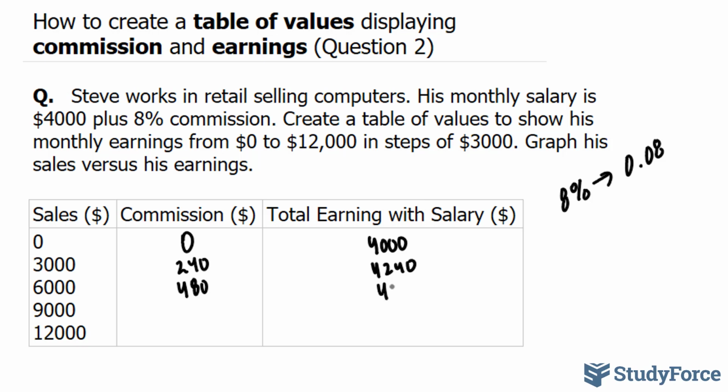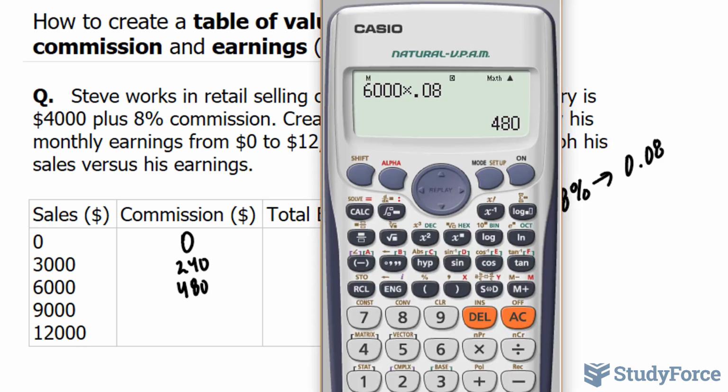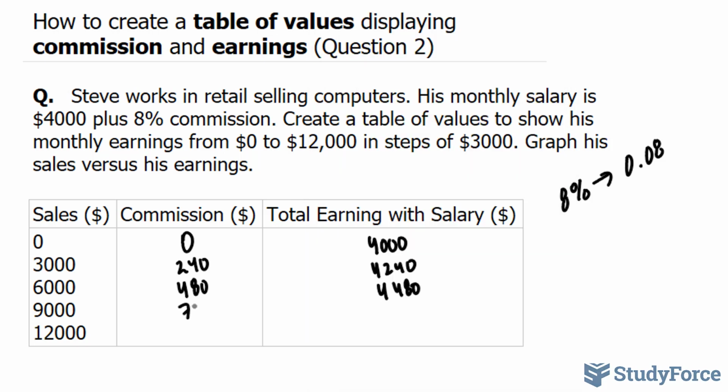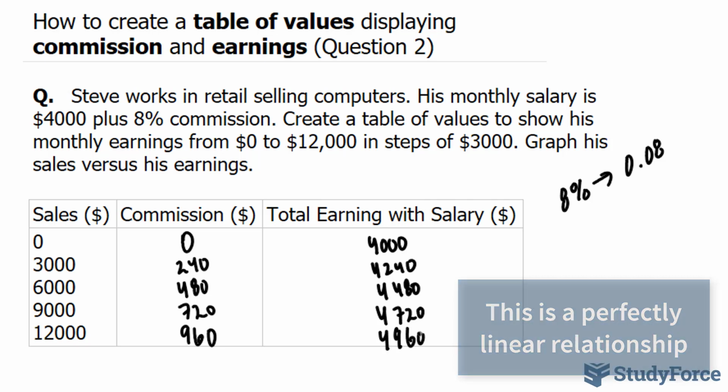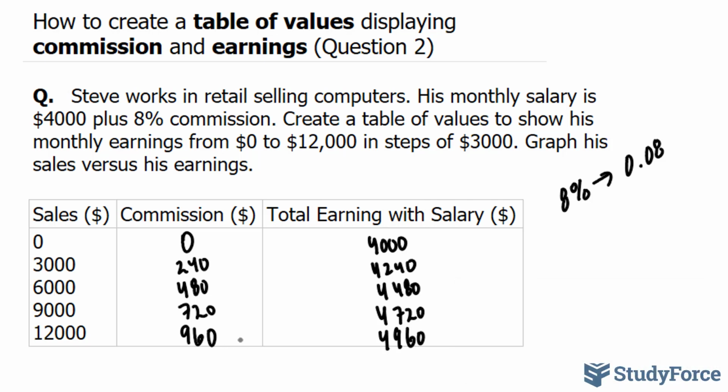And this gives us 4,480. At 9,000, and I'm starting to see a pattern here, we have 720, which is another 240 added, and we end up with 4,720. Lastly, when $12,000 worth of merchandise is sold, we add another 240 to this, and this leads us to 960. Adding that to 4,000, we end up with 4,960.